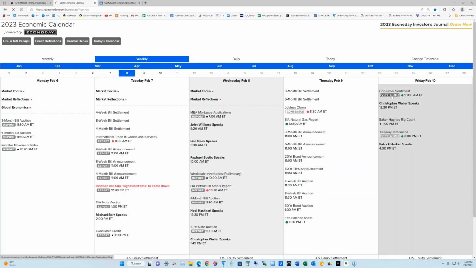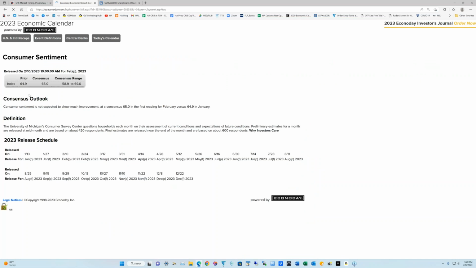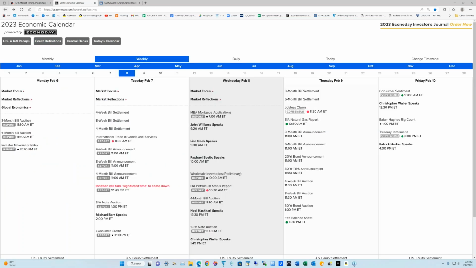Let's look at consumer sentiment. That's for Friday morning. 65 almost, and 65 consensus. Well, look at that range. This is U of Michigan, right? So that's at 10 o'clock. Treasury doesn't matter. Baker Hughes doesn't matter. We're good. That means it's a low traffic period here, low news.